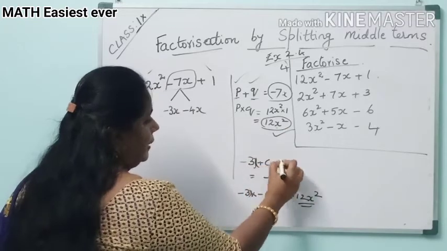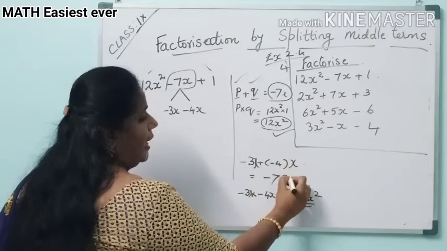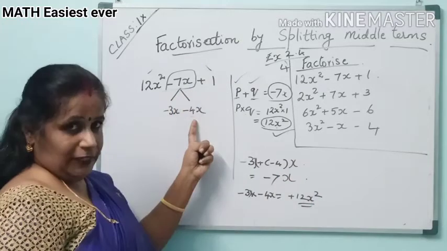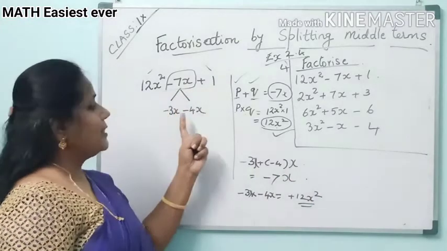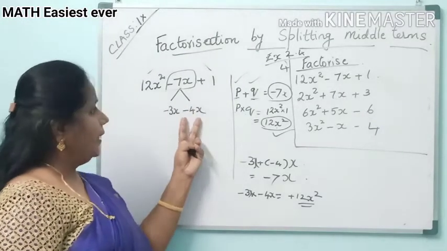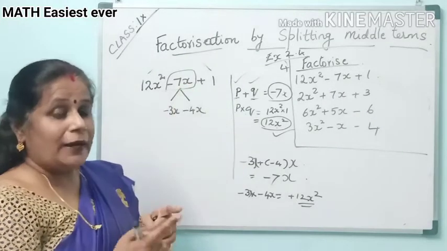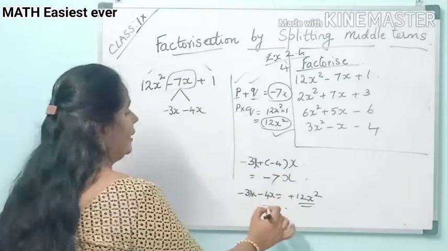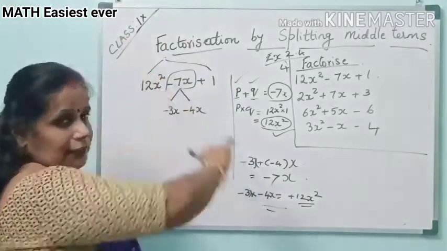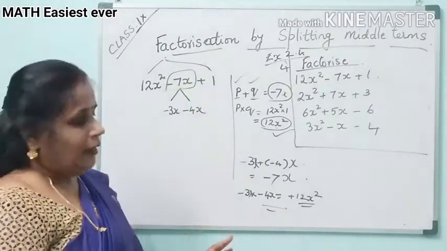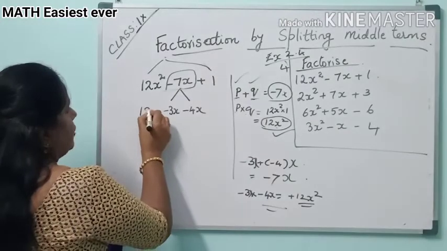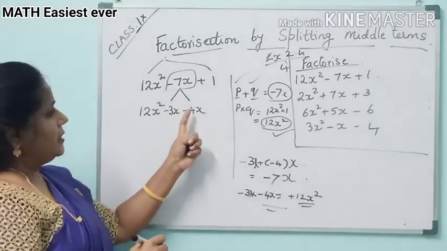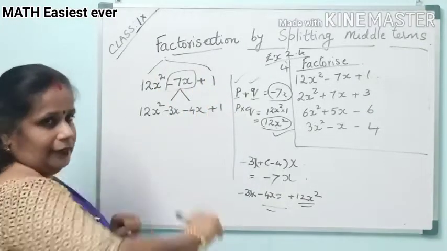So minus 3x and minus 4x, if I add, I'll get minus 7x. So I have split minus 7x into minus 3x and minus 4x in such a way that I get minus 7x, and if I multiply minus 3 into minus 4, I get the product of the first and last term. That is called the middle term splitting. Now I should write the first term like that itself: 12x square minus 3x minus 4x, and the last term I'll write it like that itself.